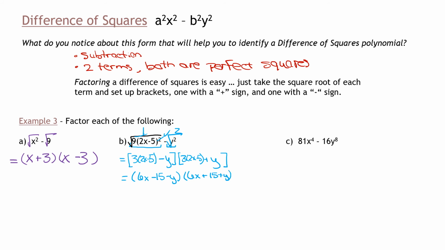Now you might see in the back of the book those brackets rearranged in order to put the x, then the y, then the constant. But since this question is just testing the factoring, you don't need to show me that there. You can stop there.